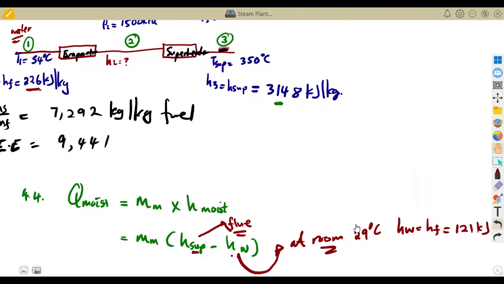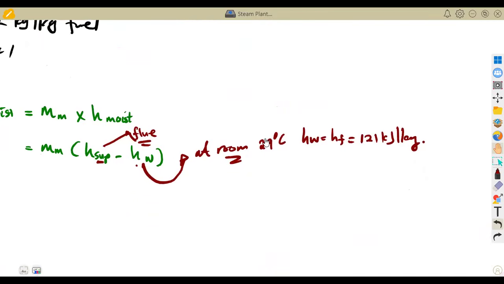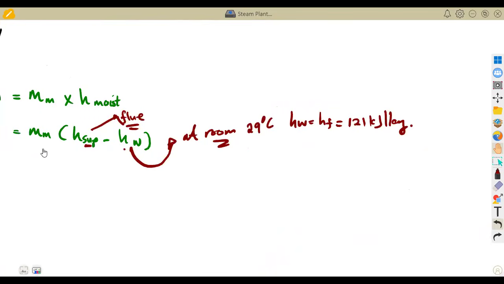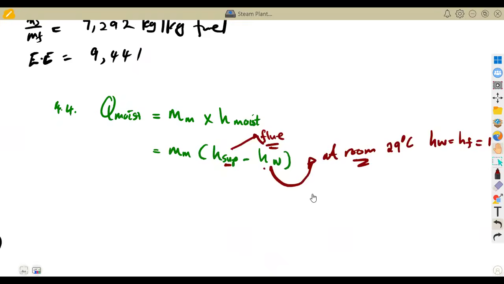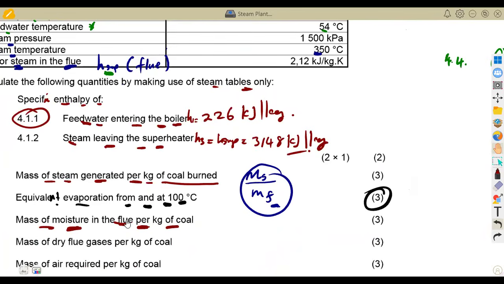This is for the flue gases. So we are going to calculate H sup. This is what we need. Do we have the mass here? Do we have the mass? We have to determine that. In this case, we are not given this. So this is the one that we need. Remember, that was our question here, the mass.